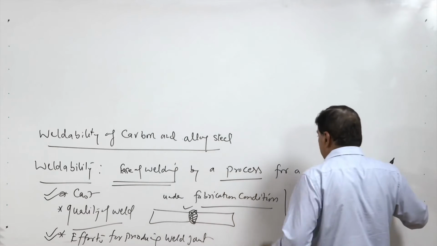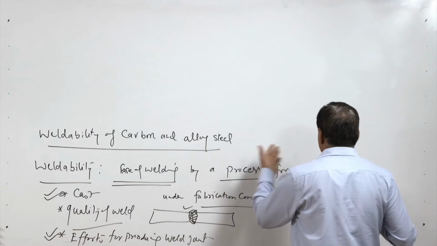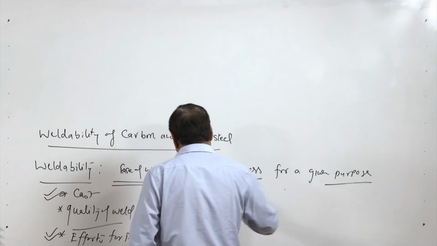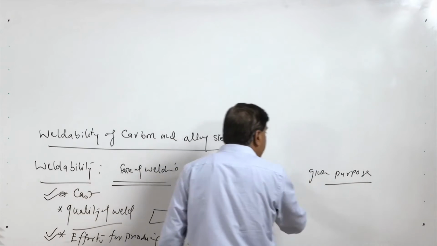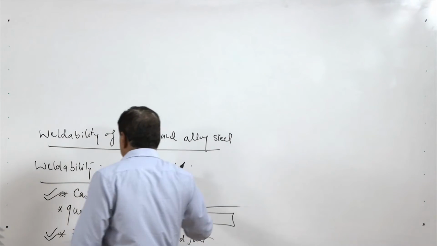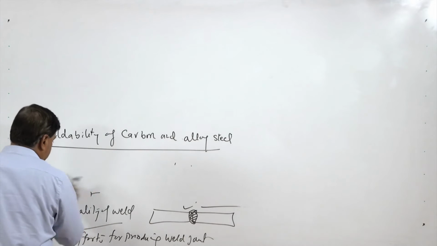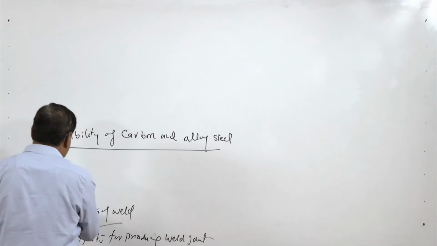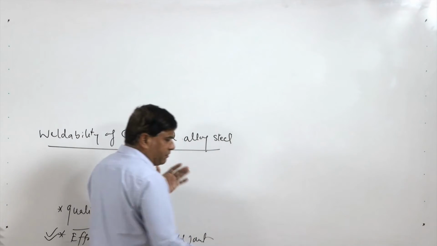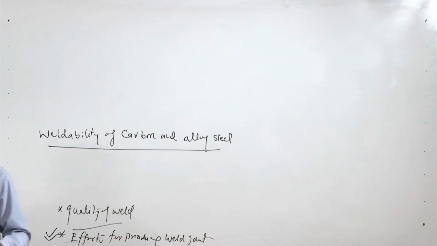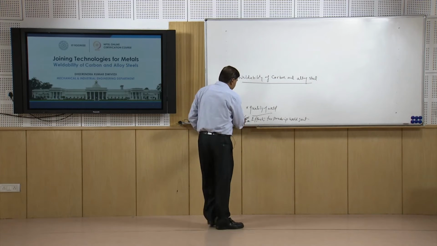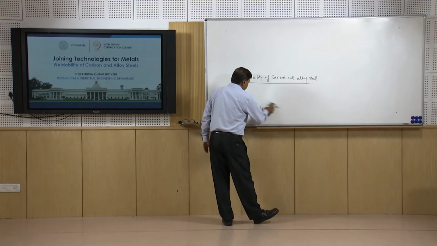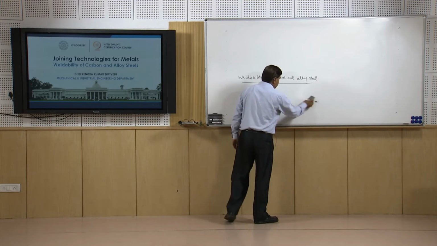At the same time, when the joint is made by a given process for a given purpose under a given set of the fabrication conditions, what quality of the weld is made also determines the weldability or the ease of welding. If under a given set of the conditions of the welding, like process, purpose and fabrication conditions, the quality is poor, then we will say the weldability is poor, otherwise the weldability is good.